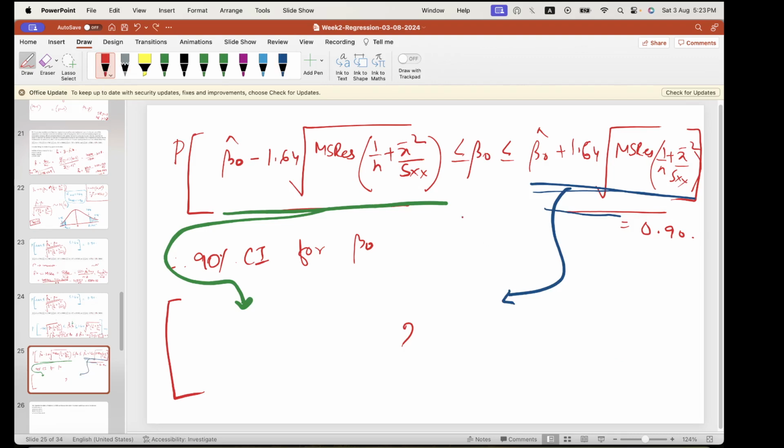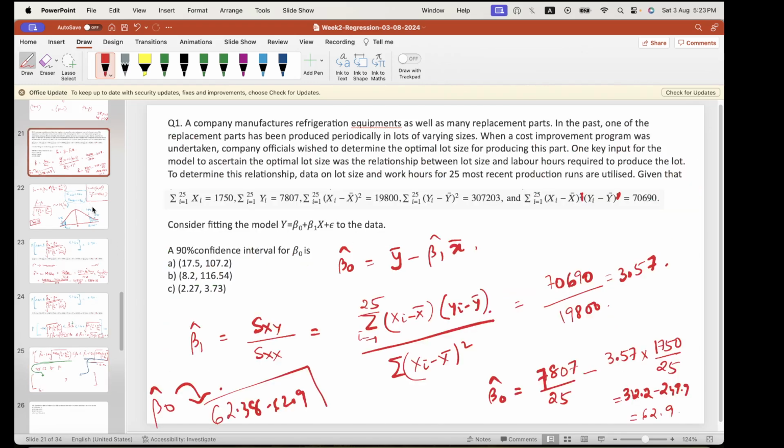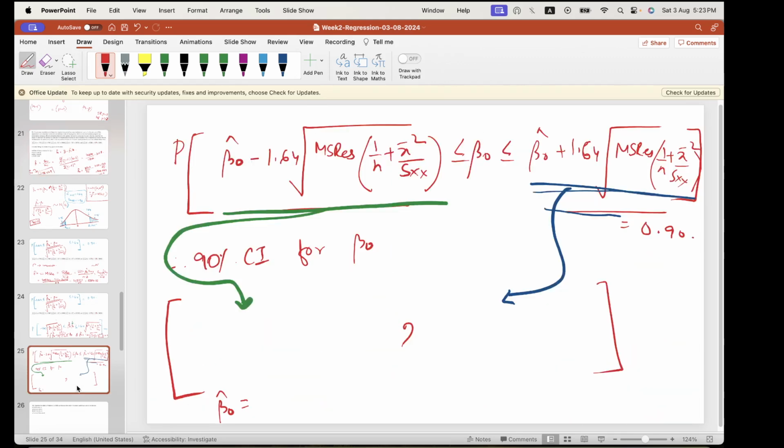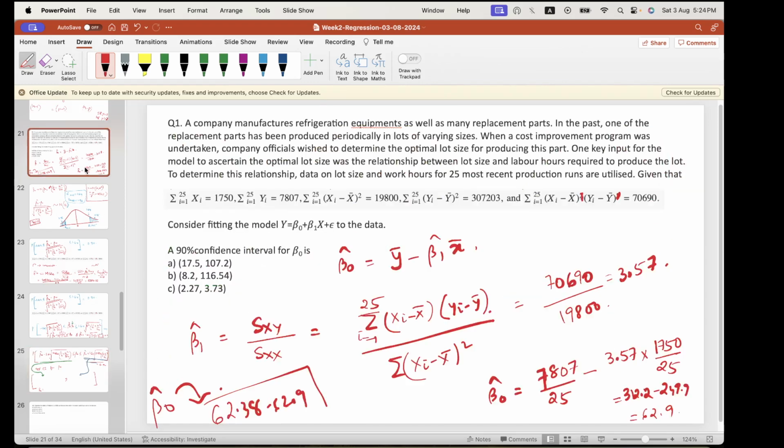Let us calculate from the numbers. Okay, so what do we have? We already have beta naught hat as we calculated it earlier. This is actually 62.38. What did I write? 62.38 or 39 something. Okay, whatever that value was.